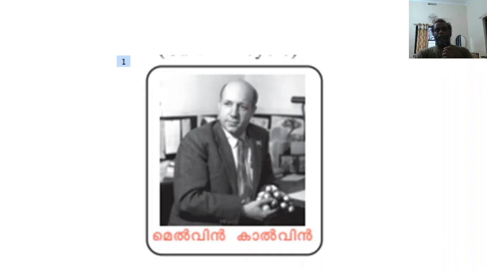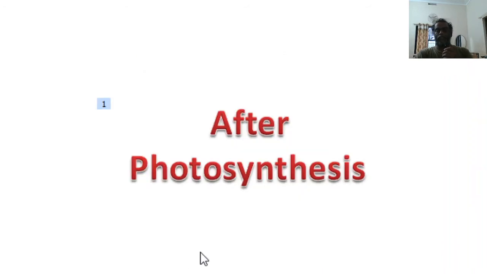Then let us examine what happens after photosynthesis. The product of photosynthesis is glucose, which is highly soluble in water. So it is immediately converted to starch. Starch is insoluble. So when we examine a leaf for the presence of photosynthesis, we usually test for the presence of starch. Then what happens after the starch? Let us see.